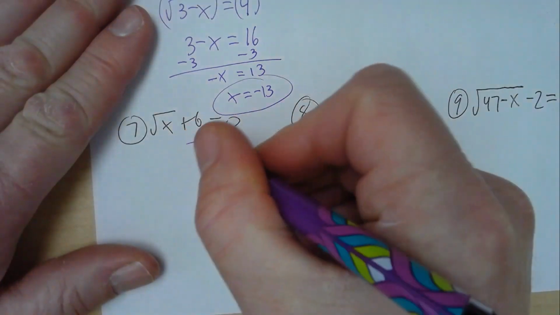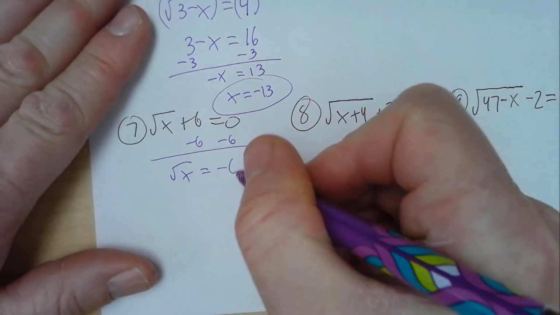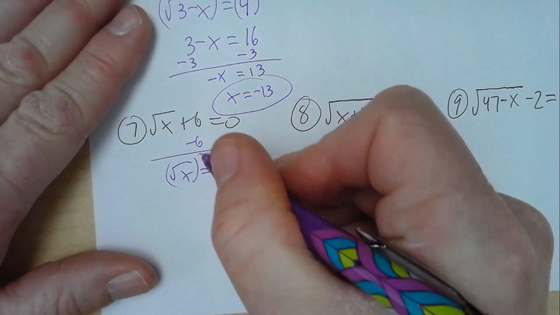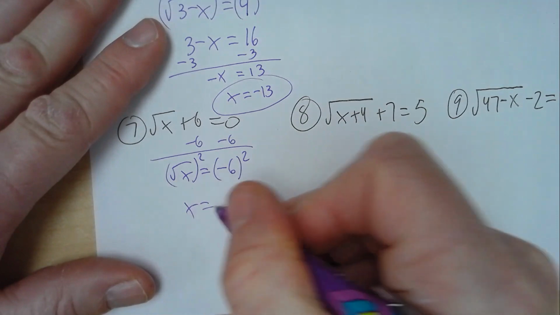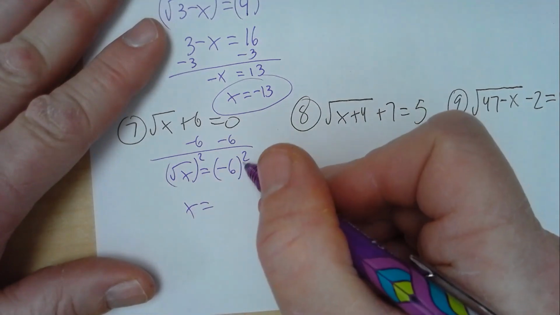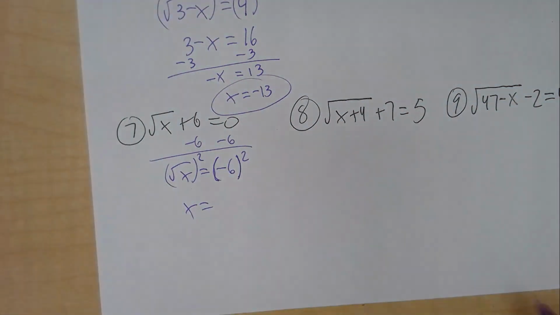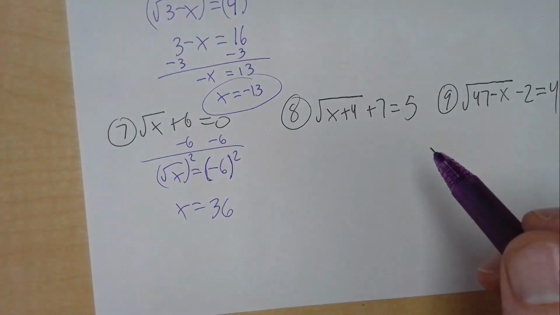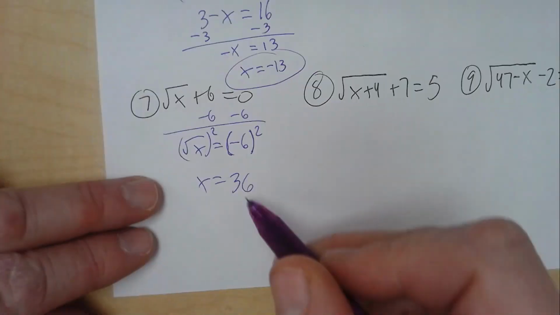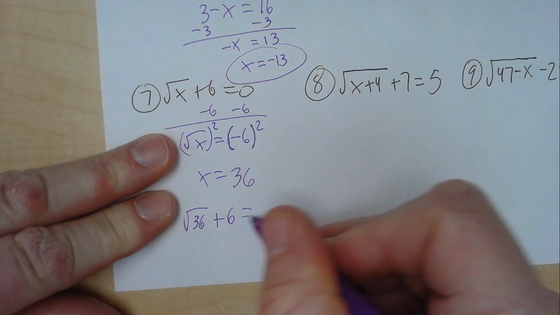So I'm going to subtract over the 3, and I get the square root of x is equal to negative 6. I square both sides because that's the opposite operation, and I get x is equal to negative 6 squared. If you don't put parentheses on this, it won't square it right on the calculator, but negative 6 times negative 6 is 36. Now, this one here is an issue when I put it back in because the square root of 36 plus 6, does that equal 0?